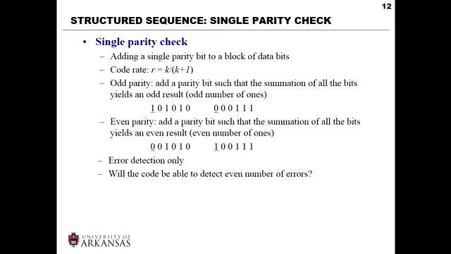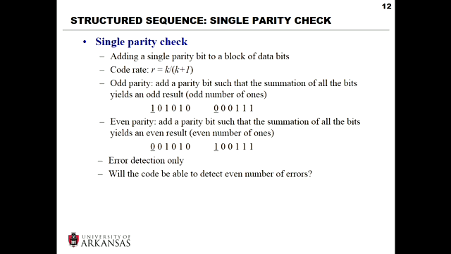So here I have a question for you guys. Will the code be able to detect an even number of errors? If 2 bits are in error, doesn't matter if it's 0 or 1, if we flip 2 bits, will it change the parity? Think about it. Yes or no? You can exhaustively list actually all the possibilities. There are only 4 possibilities, right?